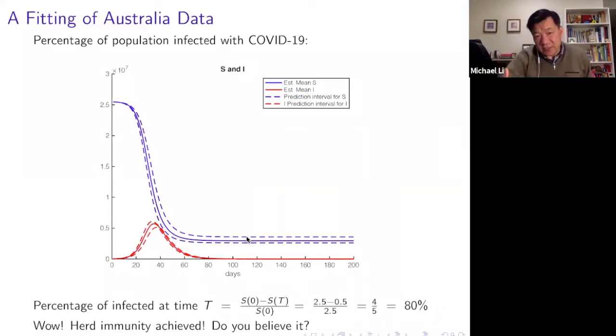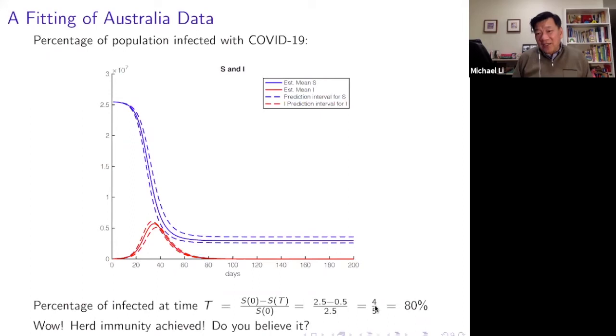So the loss here, this is also like a final size, right? The loss of your susceptibles is entirely due to the infection of COVID. So you can easily compute the infected proportion here. S0 is 2.5, whatever the units, and ST, capital T, is somewhere around 80 or 100 days, the end. So you can see that's 0.5. And then divided by the entire population, you get 4 over 5. So 80% of the population are infected during the first wave in Australia.